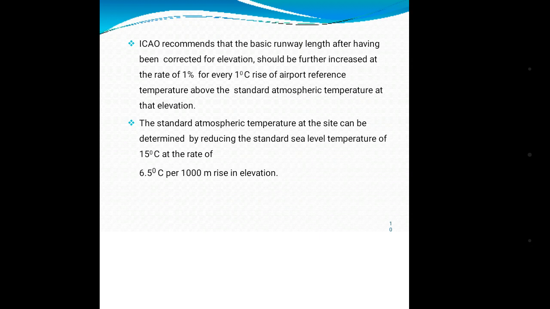Then ICAO recommends that the basic runway length, after having been corrected for elevation, should be further increased at a rate of 1% for every 1 degree rise of airport reference temperature above the standard atmospheric temperature at that elevation. The standard atmospheric temperature at the site can be determined by reducing the standard sea level temperature of 15 degrees at a rate of 6.5 degrees centigrade per 1000 meter rise in elevation. So by this we can calculate.